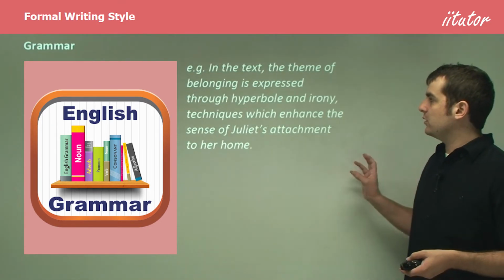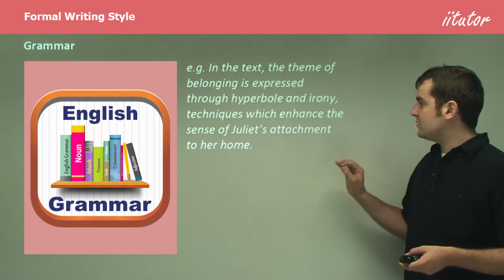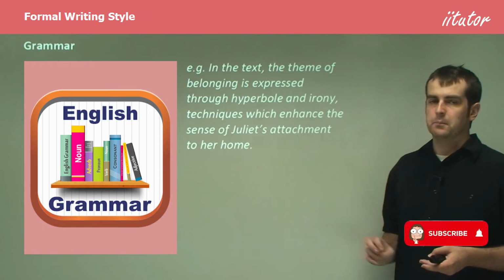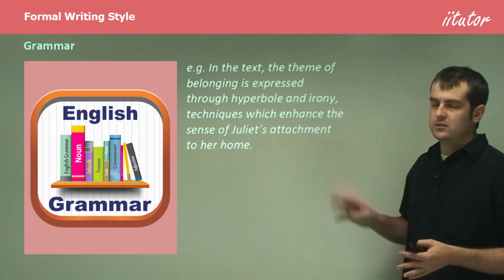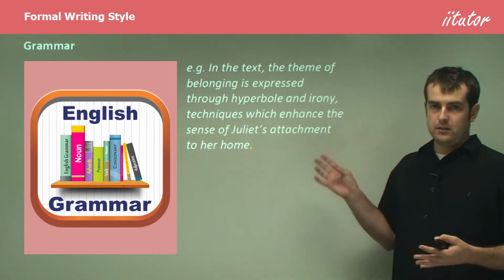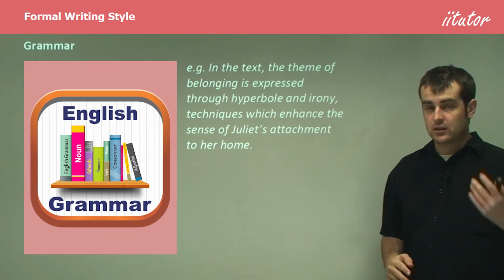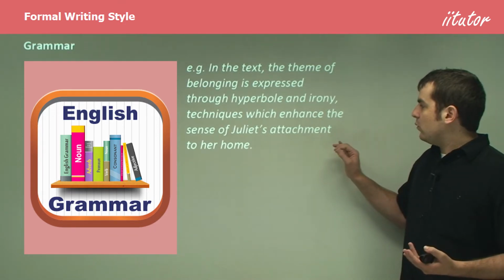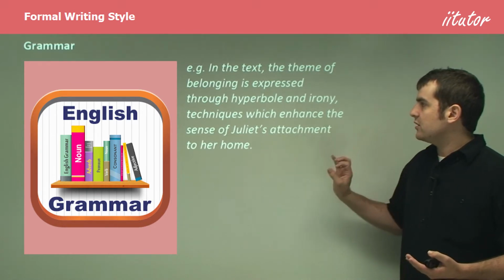"In the text, the theme of belonging is expressed through hyperbole and irony, techniques which enhance the sense of Juliet's attachment to her home." Again, there's an immediate sense there that it's coming from authority because you are immediately referring to specific techniques, which you will then go into and elaborate on. You directly state what it is that those techniques represent. So in this case, it's Juliet's attachment to her home.